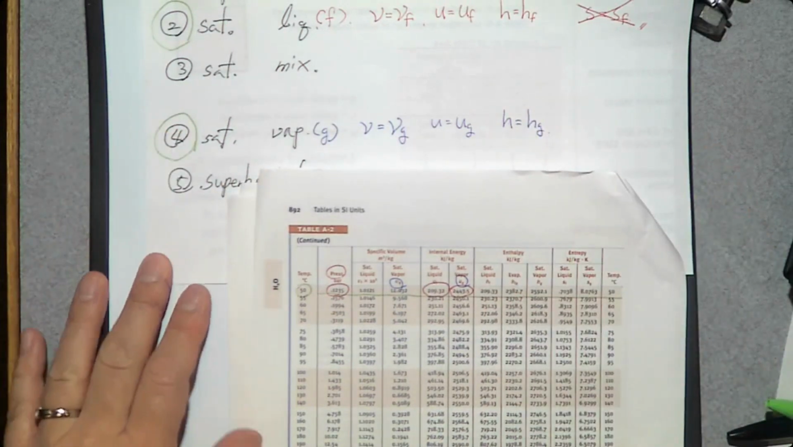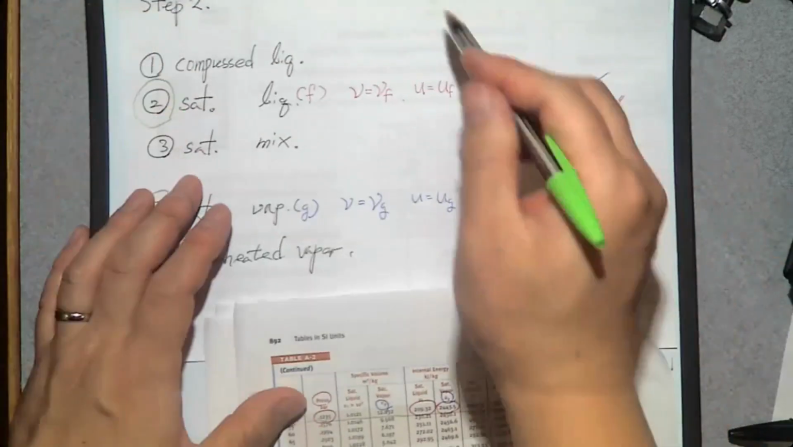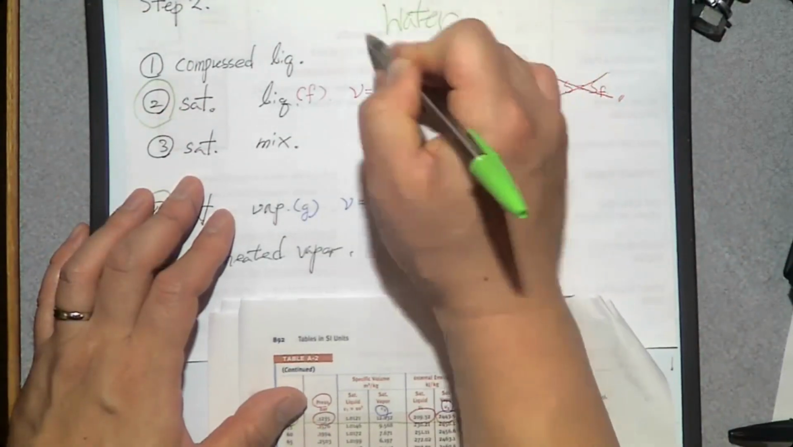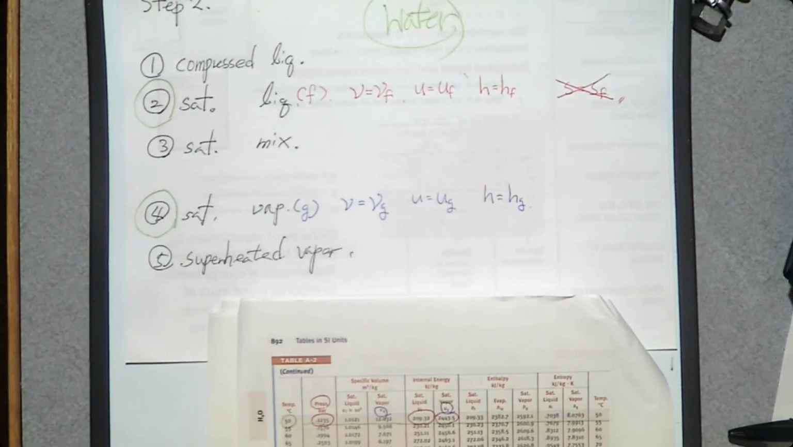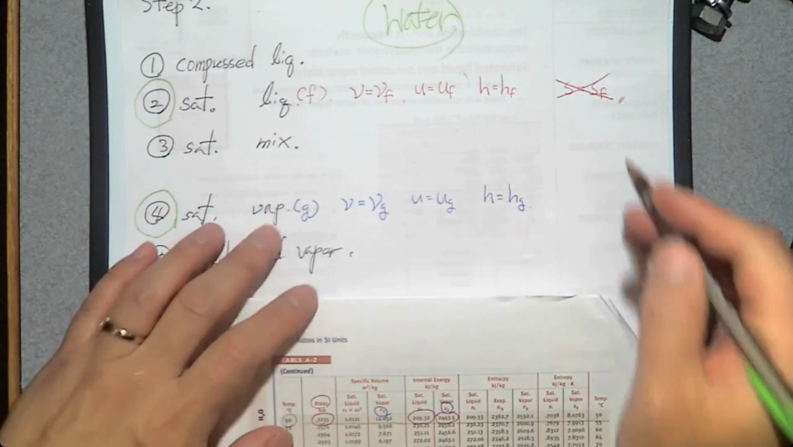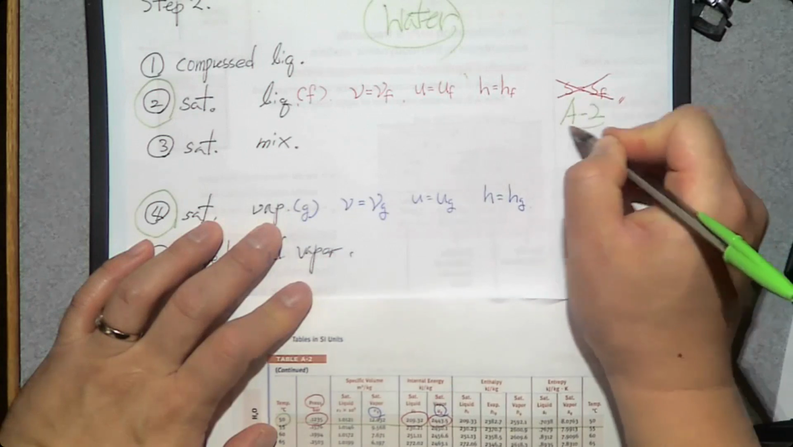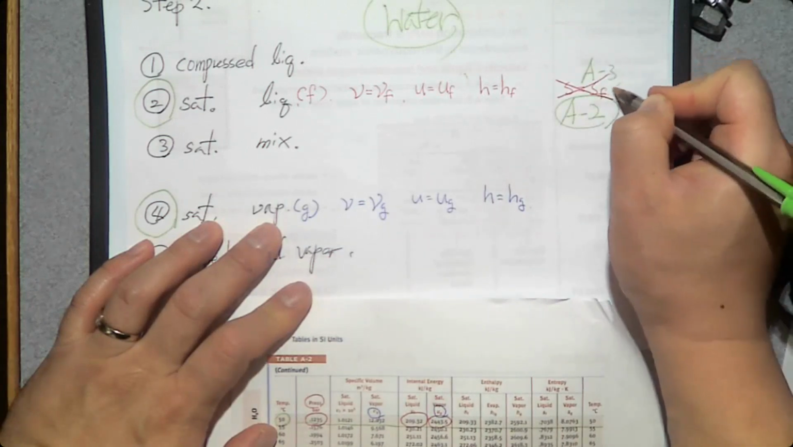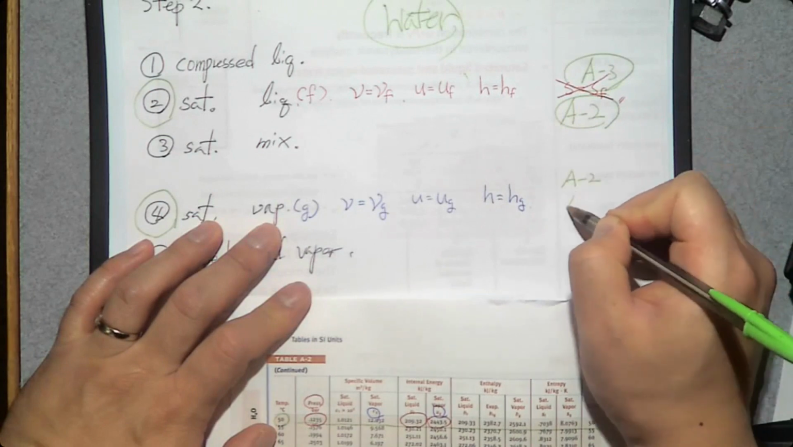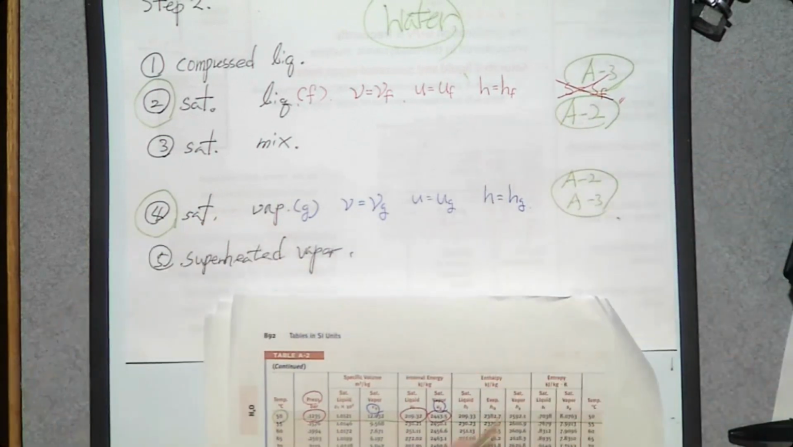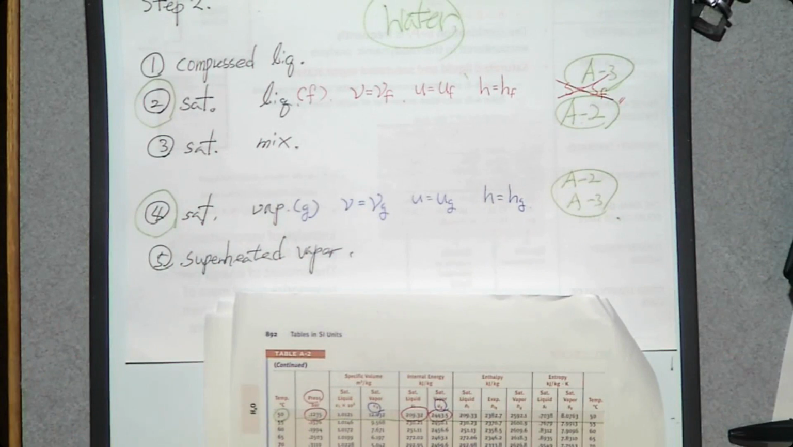If your system is water, you can go to the water temperature table or the water pressure table. They are table A2 and table A3. So those are the tables that you are going to use to evaluate these properties. If you know temperature, A2. If you know pressure, A3. Okay?